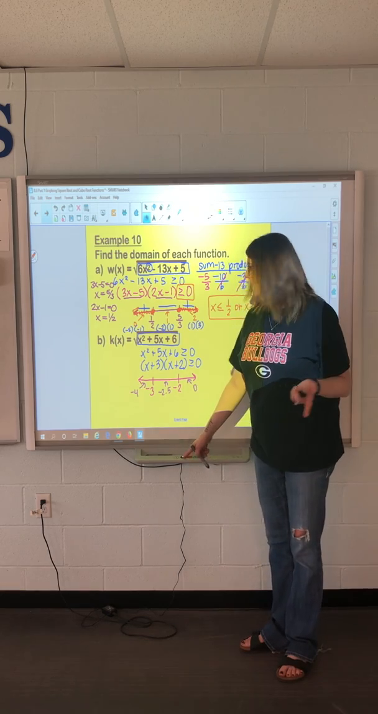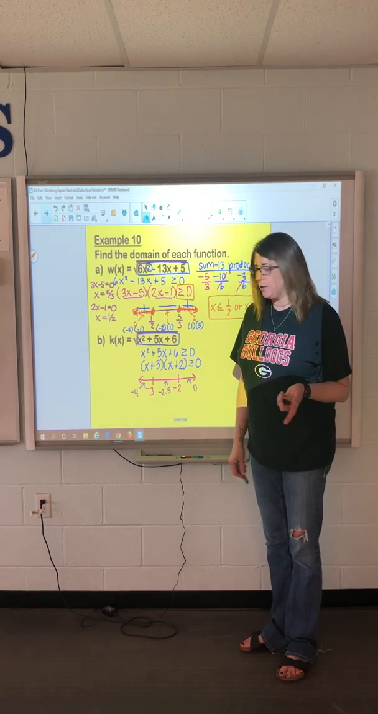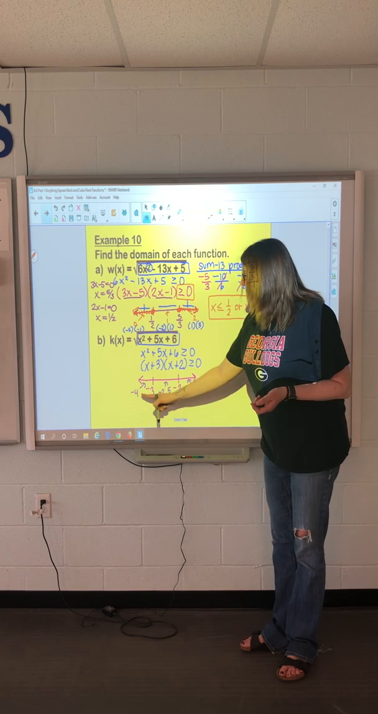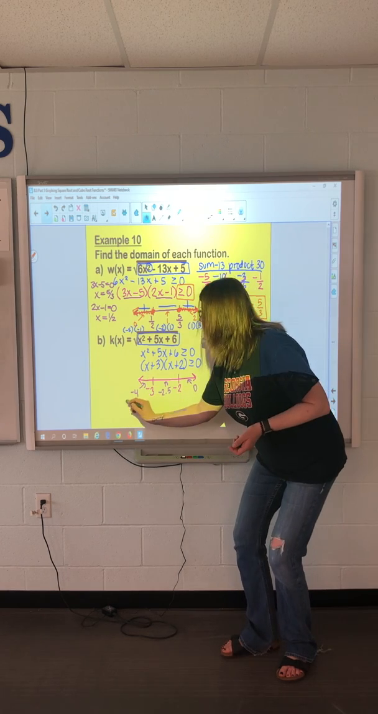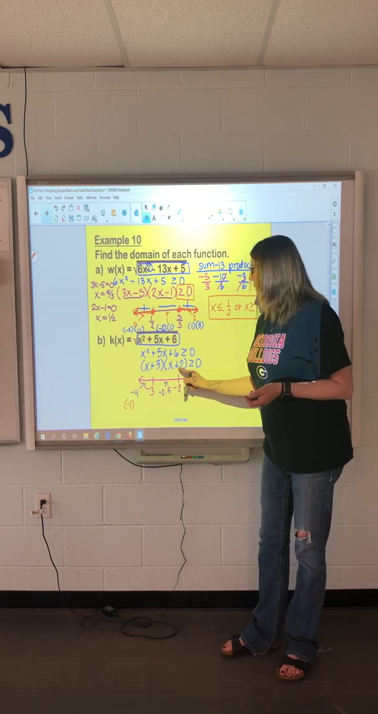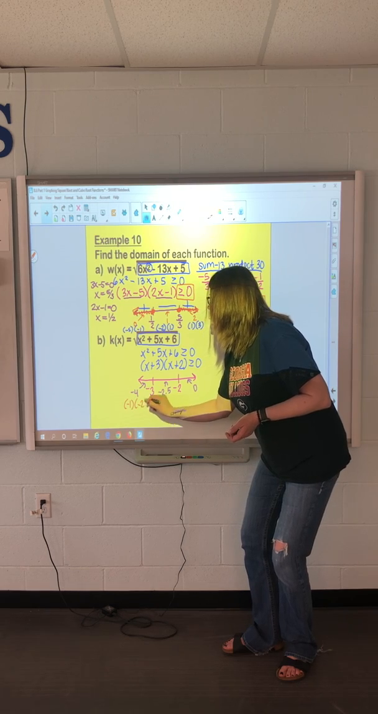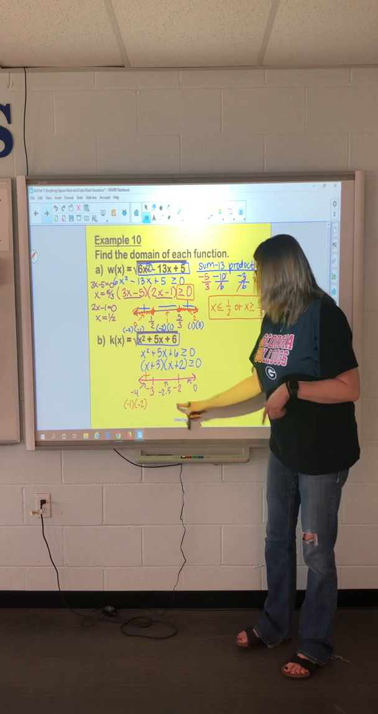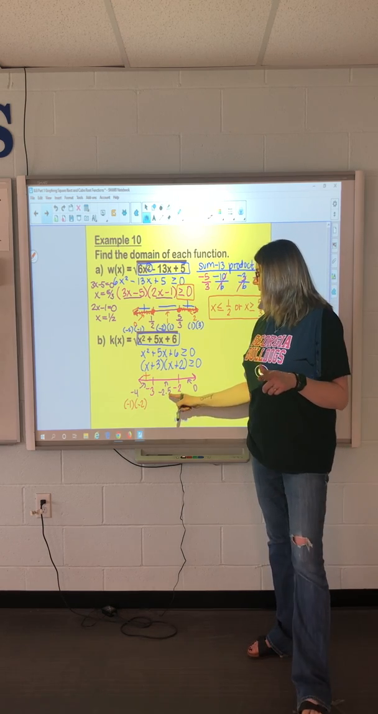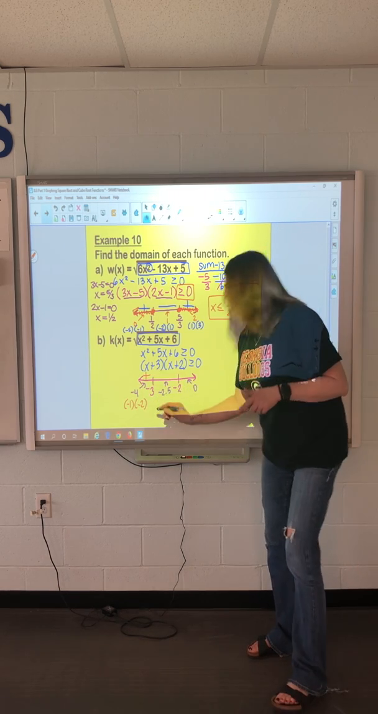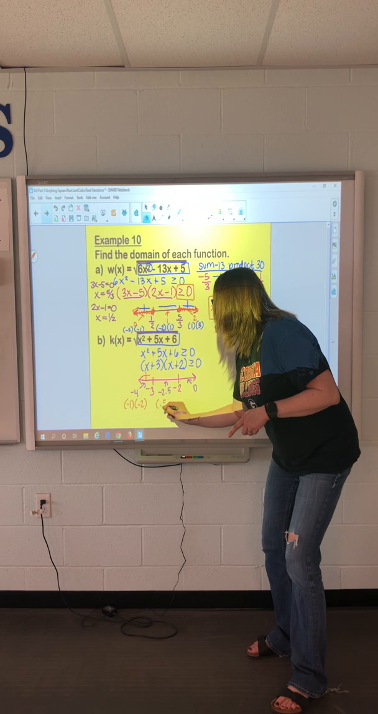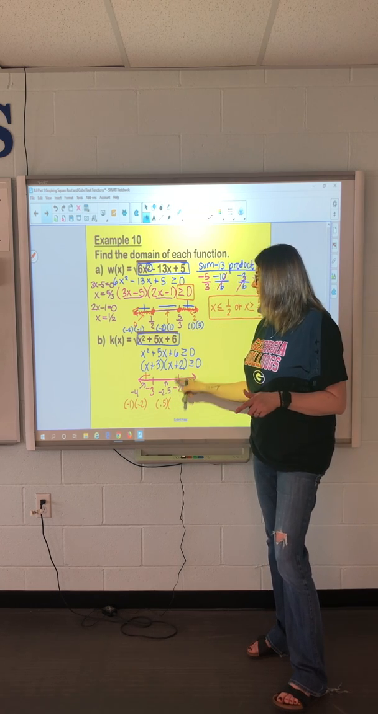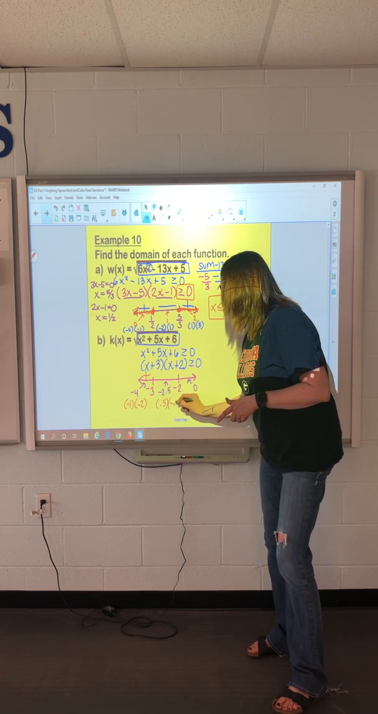So now let's plug it in. Again, I like to go back to factored form, just to me it's faster. So negative 4 plus 3 is negative 1. Negative 4 plus 2 is negative 2. And a negative times a negative is a positive. All right, right here in the middle. Negative 2.5 plus 3 is going to be a positive 0.5. Negative 2.5 plus 2 is going to be a negative 0.5.